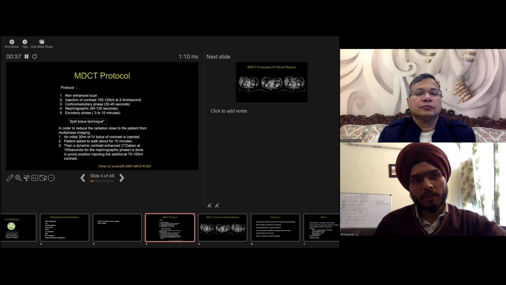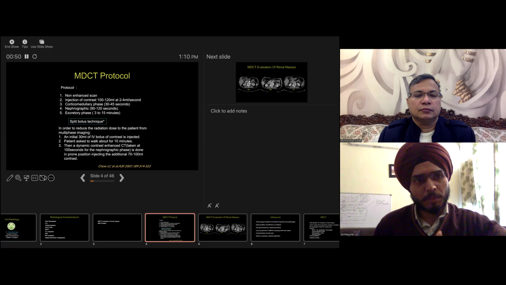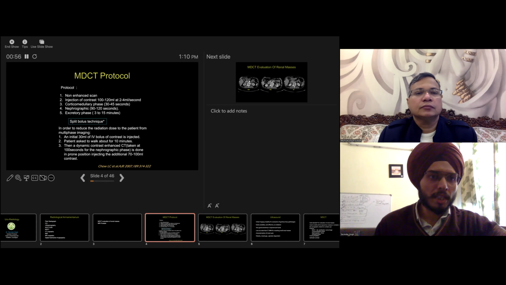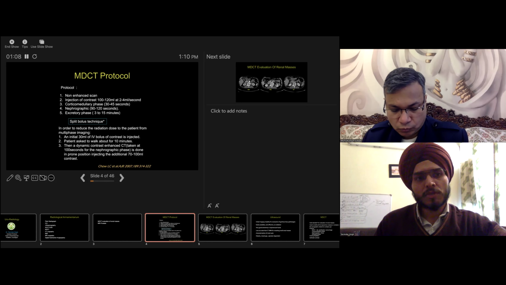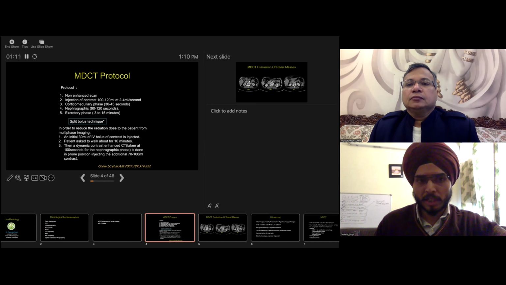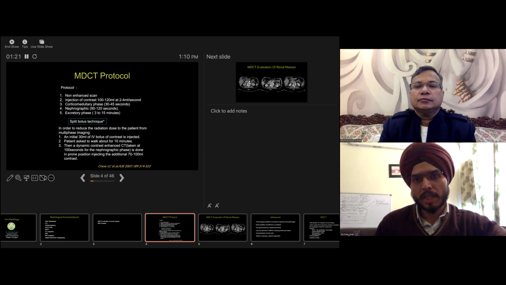Since the patient is scanned at multiple intervals, the radiation dose is quite high in such patients. So there is a technique for that. We can use a split bolus technique to reduce the radiation dose to the patient, where we give a 30 ml IV bolus of contrast, and we ask the patient to walk for about 10 to 15 minutes, and then do a dynamic contrast CT after giving an additional 70 to 100 ml of contrast. The advantage of this technique is that the contrast given 10 minutes before will already be in the excretory phase, opacifying the PCS of the kidney, so that the excretory phase will not need to be scanned separately.